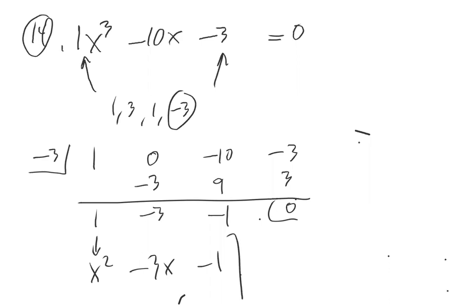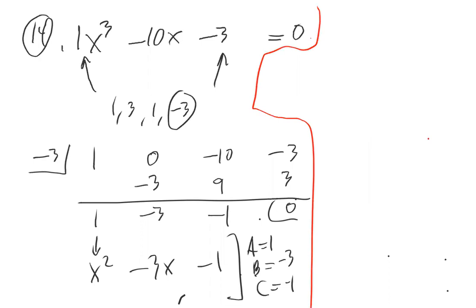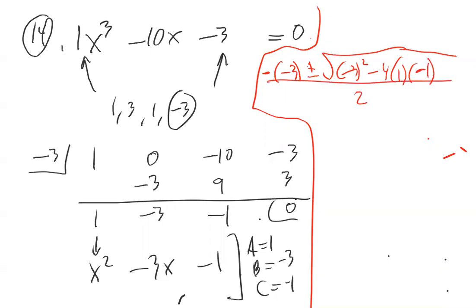So according to this expression, a equals 1, b equals negative 3, and c equals negative 1. So if we use the quadratic formula, which is negative b plus or minus the square root of b squared, sorry, I forgot the negative. It's negative b, so it's negative negative 3, plus or minus the square root of b squared minus 4ac, all divided by 2 times a.